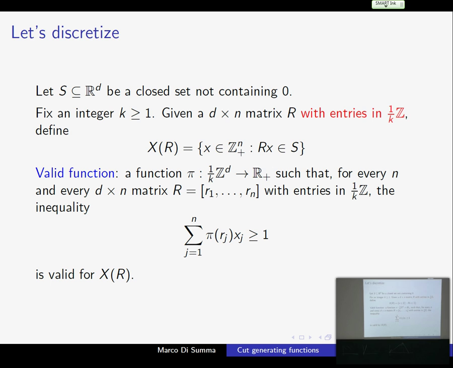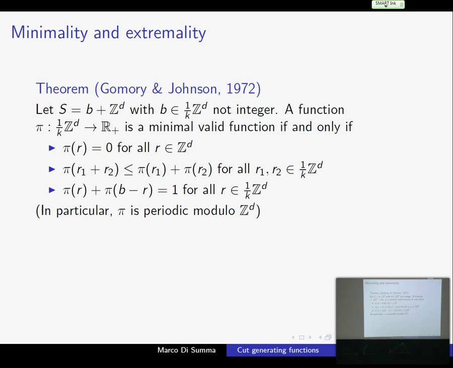So there are minimality and extremality. Minimality has the same characterization as for the infinite model. Actually, Gomory and Johnson proved a more general result that includes the one that I mentioned for the infinite model and this one, which in fact look the same. So if you have, again, S is this one. Minimality is, again, non-negativity, being equal to 0 on the integer lattice, subadditivity and symmetry condition, exactly as before.